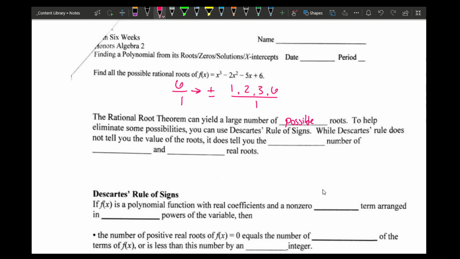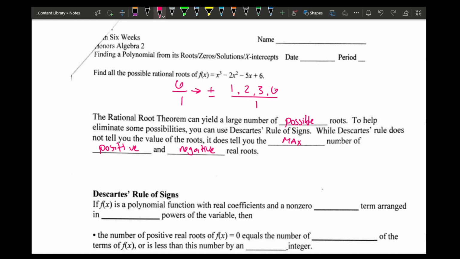To help eliminate some possibilities, we can use Descartes' Rule of Signs. This rule doesn't tell you what the roots are, but it does tell you the maximum number of positive and negative real roots. All right, so basically step 1 is here is my pool of possibilities. Step 2, I'm going to use this thing that Descartes came up with to figure out how many I'm looking for out of that list.